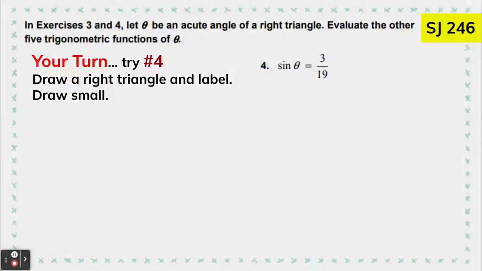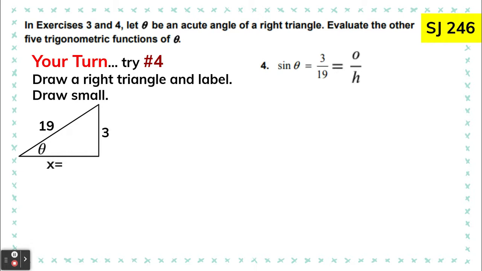So pause the video, give it a try, draw a triangle first, and then restart the video and check your work. All right, did you start by drawing a triangle? Sine is opposite side over hypotenuse, so label the opposite side 3, hypotenuse 19, and then find that missing side. Did you leave C as 19? And you're going to subtract 9 on both sides. Square root of 352 is not perfect, so you're going to simplify this.